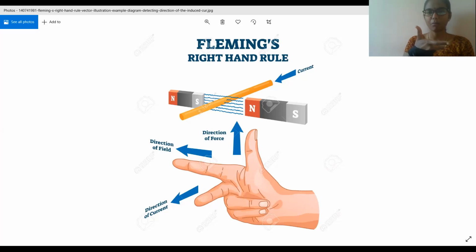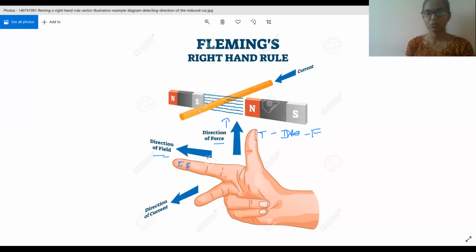See, children, the thumb indicates the direction of force. You can observe here that the thumb indicates the direction of force. Thumb is nothing but thrust. Remember, thrust is force. The direction of force on the conductor, here the upward direction, is given by the thumb. And the forefinger indicates the direction of the magnetic field. In both cases, it is the magnetic field only.